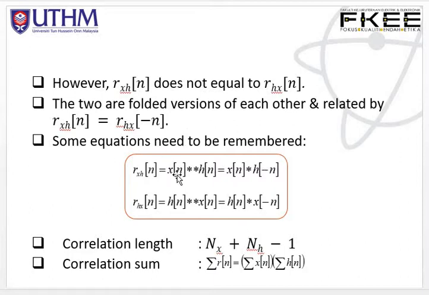Okay, here is the summary of the equations that you need to remember. R_xh equals x[n] cross correlated with h[n], or we can solve it using x[n] convolved with h[minus n]. For the correlation R_hx, that is h[n] cross correlated with x[n], equal to h[n] convolved with x[minus n]. The correlation length is N_x plus N_h minus 1, and the correlation sum is a summation of x[n] and h[n].